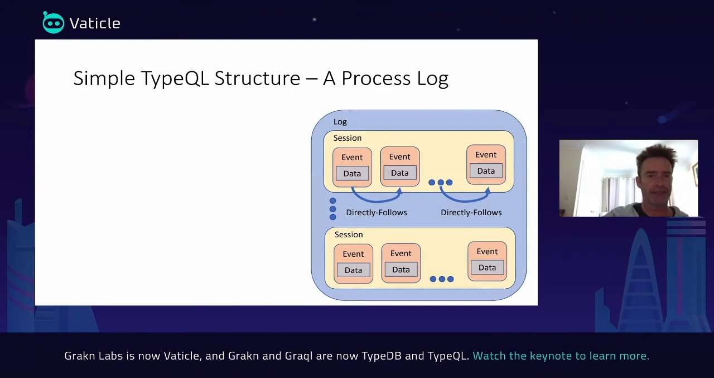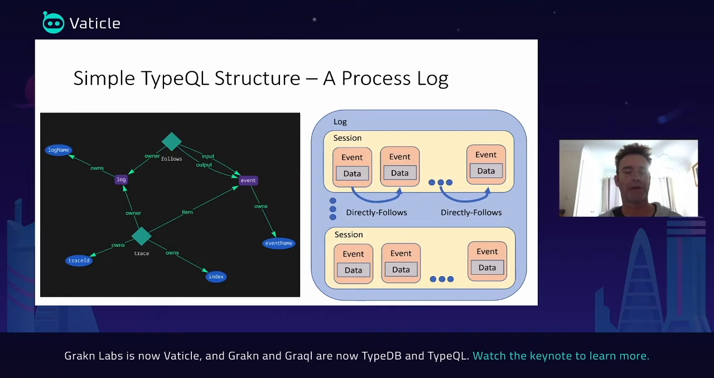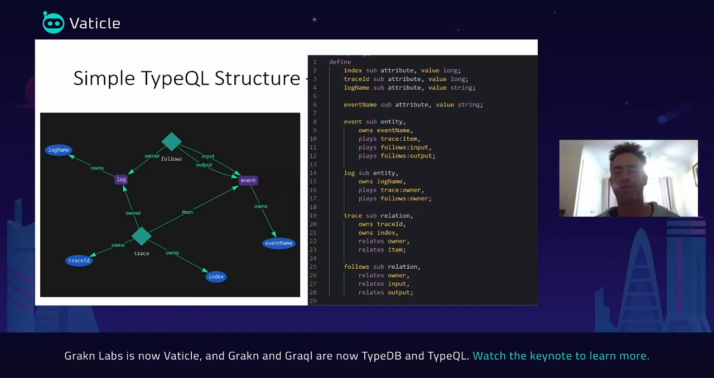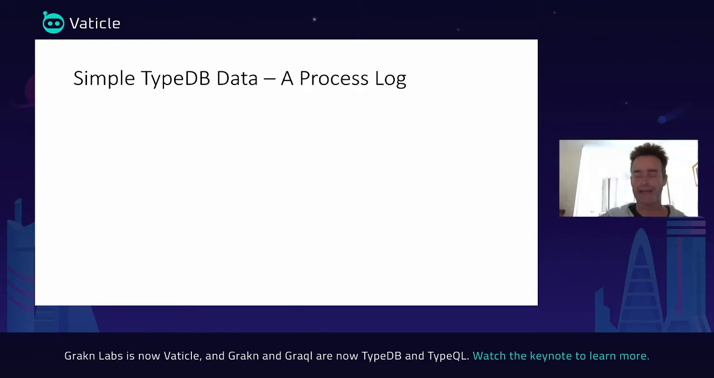This might be a very simple data set, and I can model that very clearly inside TypeDB. If you want to look at the actual TypeQL used for it, you can see we've got an event with a single piece of data, an event name. We've got a log with its own name, and the trace is really the session, with the trace ID being the session ID. You can see the directly follows relationship right there. That's pretty much as simple as data gets.